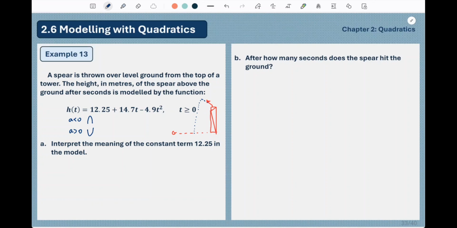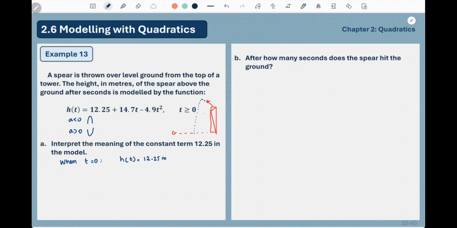Anyways, let's interpret the meaning of the constant term 12.25 in the model. What does it represent? If we look at our model, 12.25 is the height only when t is equal to 0. So let's note that down. When t is equal to 0, that means at time 0, height is equal to 12.25 meters. At time 0, where is the spear positioned? It is at the top of the tower. We just started the experiment, so it is at the top of the tower.